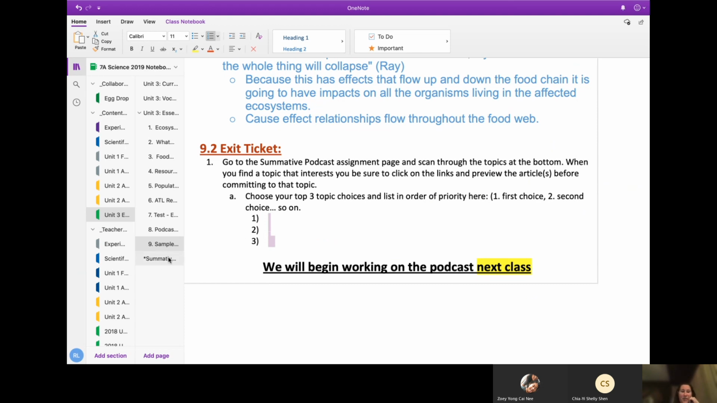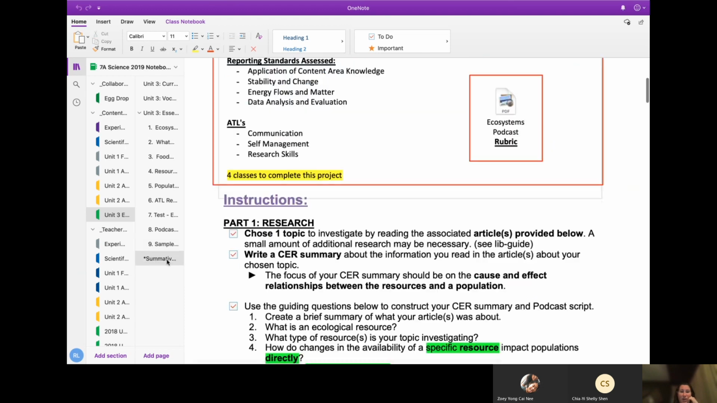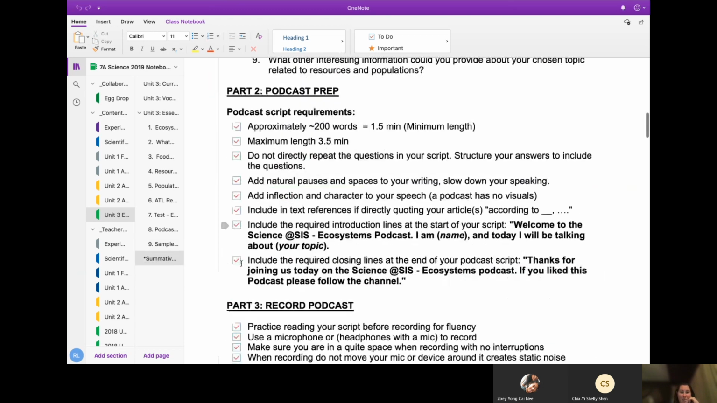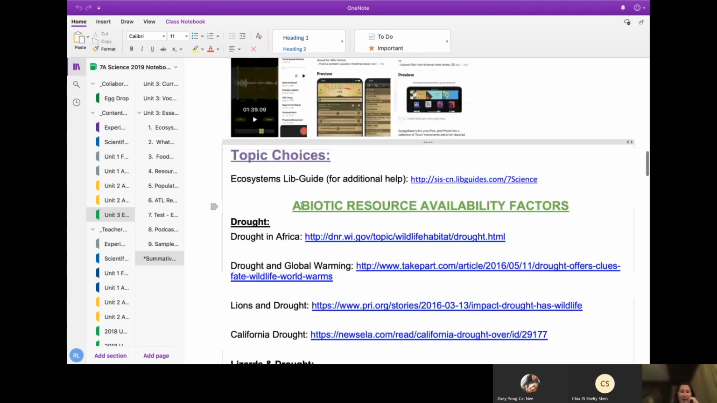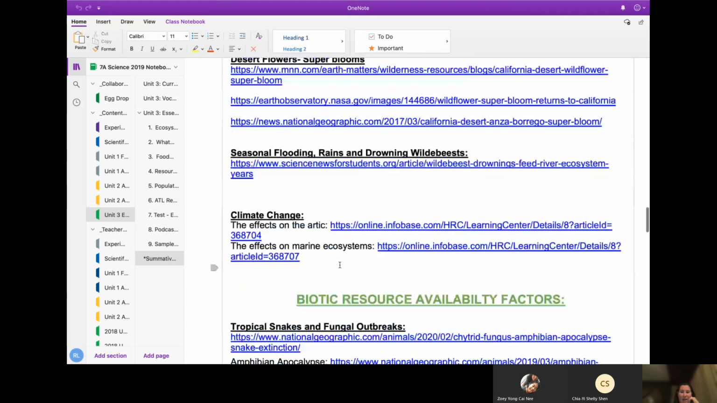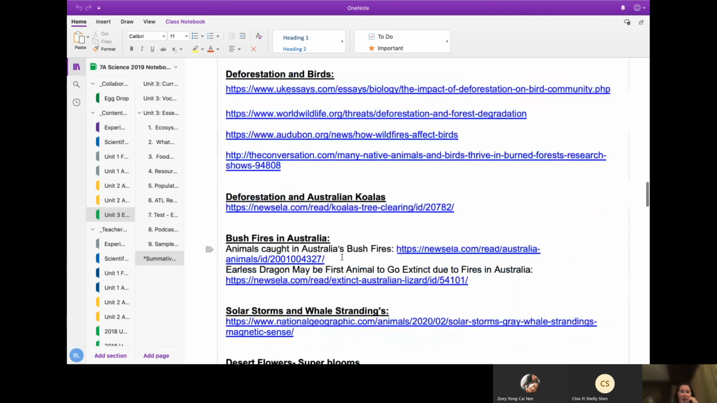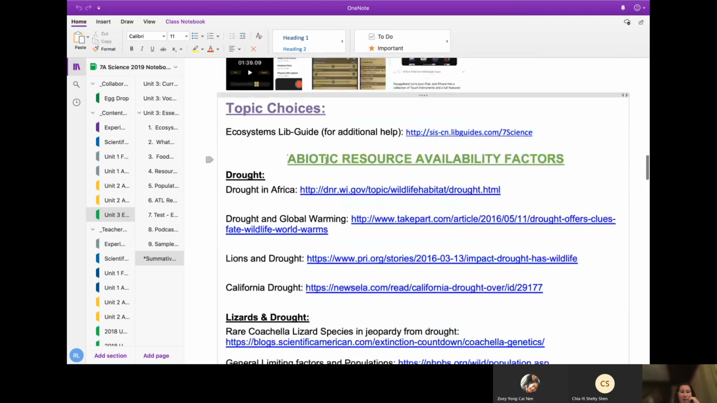The topics can be found on the summative assignment page. If you scroll down to the bottom, they're organized by abiotic and then biotic resources. Within each of those larger groups, there's a subtopic. So maybe you're interested in drought. Here's a whole bunch of possible articles related to drought. When you're doing your podcast, you can focus on one article, but you can always pull from all of them. If you want to use more than one within the same topic, you can totally do that.